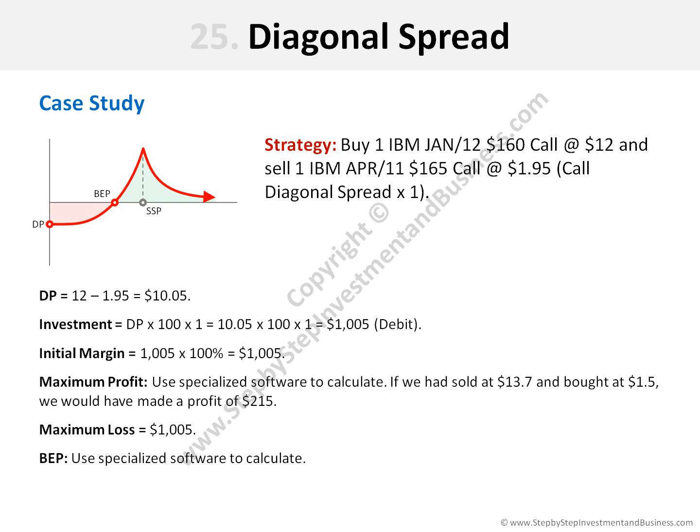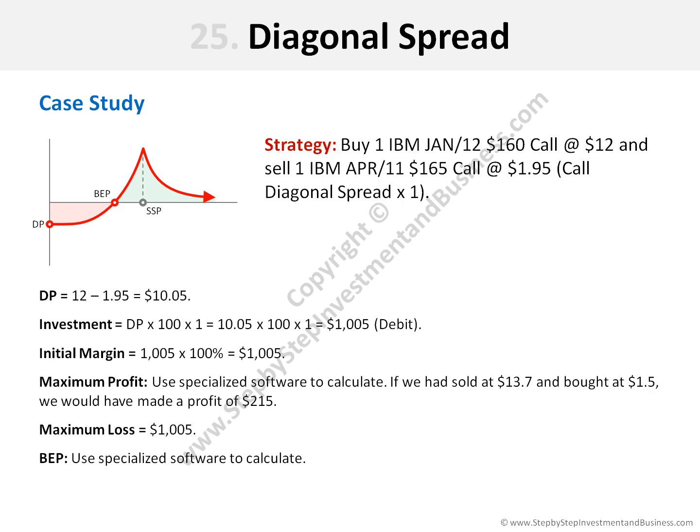In our case, 12 minus 1.95, which is equal to $10.05. Therefore, our investment is equal to 10.05 multiplied by 100, which is the cost of the strategy per contract, multiplied by 1, which is the number of diagonal spreads we entered. That's a total of $1,005. This money is debited from our account. The initial margin required is equal to the 100% of the total debit paid, that is, $1,005. This is the minimum amount of money that must be deposited into our account in order to open the position.